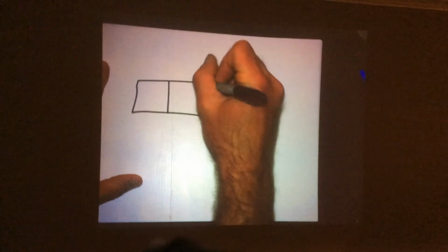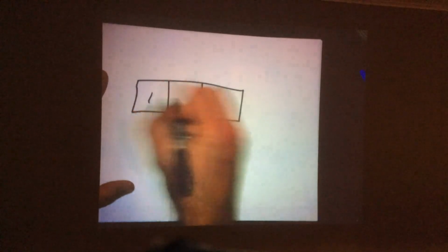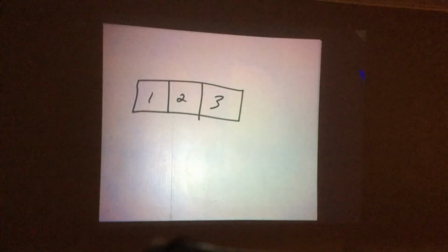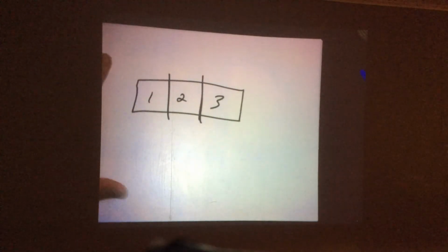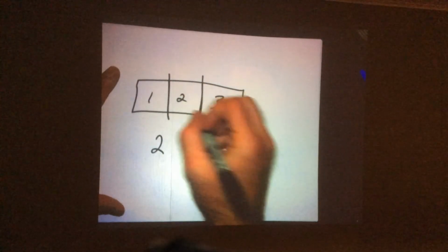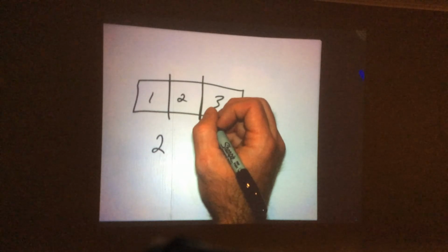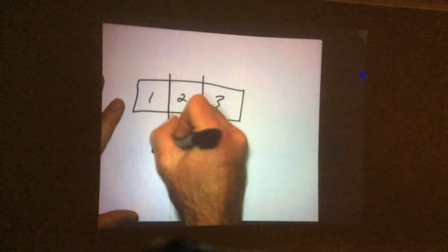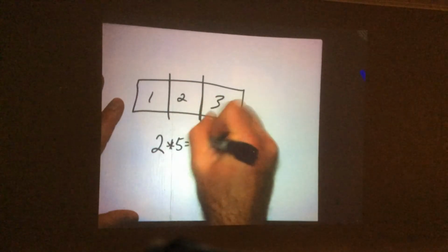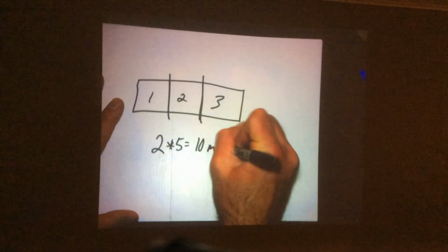We want to have 3 equal pieces. This gives me 1, 2, 3 equal pieces. How many times did I cut it? Once, twice. If you cut it twice, 2 times. It says, takes 5 minutes for each cut. We did 2 cuts. 2 times 5 equals 10. And our unit is minutes.